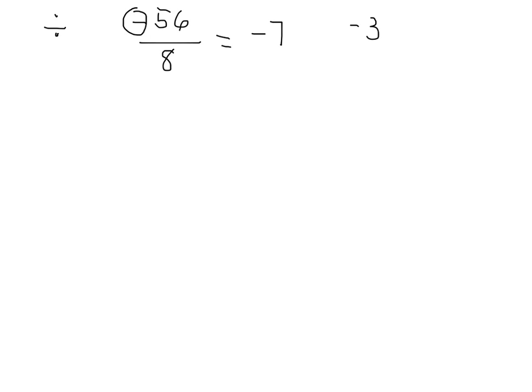If I have negative 39 divided by negative 13, I can see I have two negatives. That's an even number. That makes my answer positive, and 39 divided by 13 is positive 3.